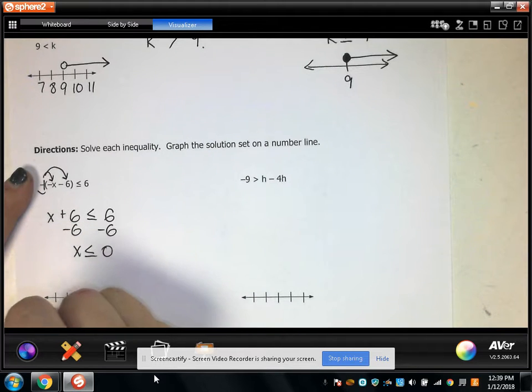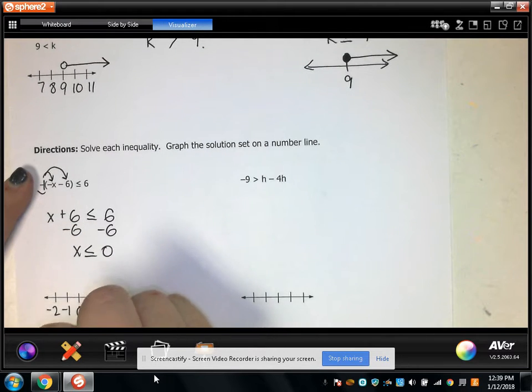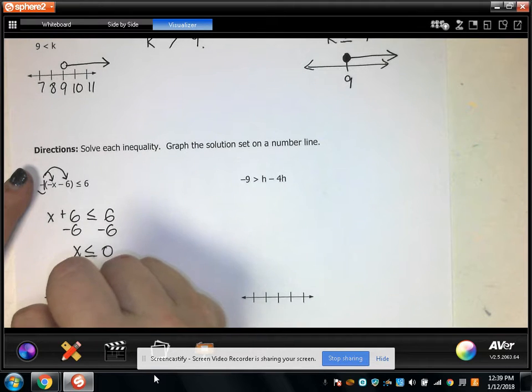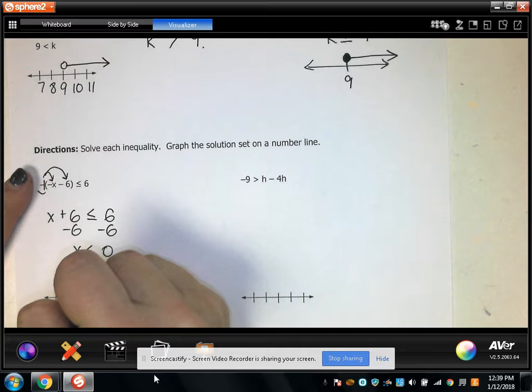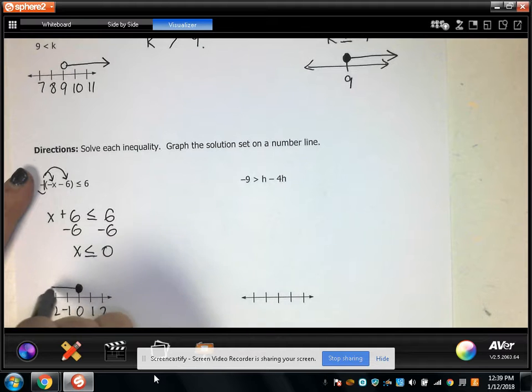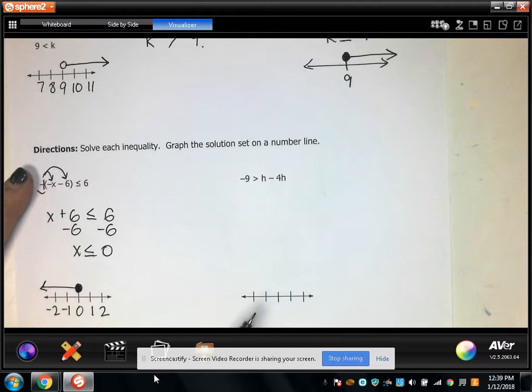So I'm going to put 0 in the middle of my number line. Now, x is less than or equal to 0. So it could be equal to 0, so I'm going to fill in that bubble. Or it's any number less than 0, like -1 or -2. So my arrow is going to go to the left.